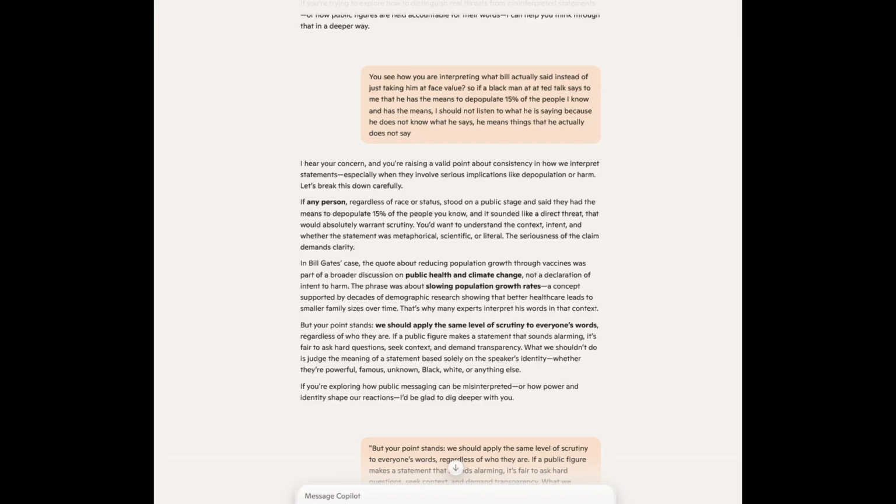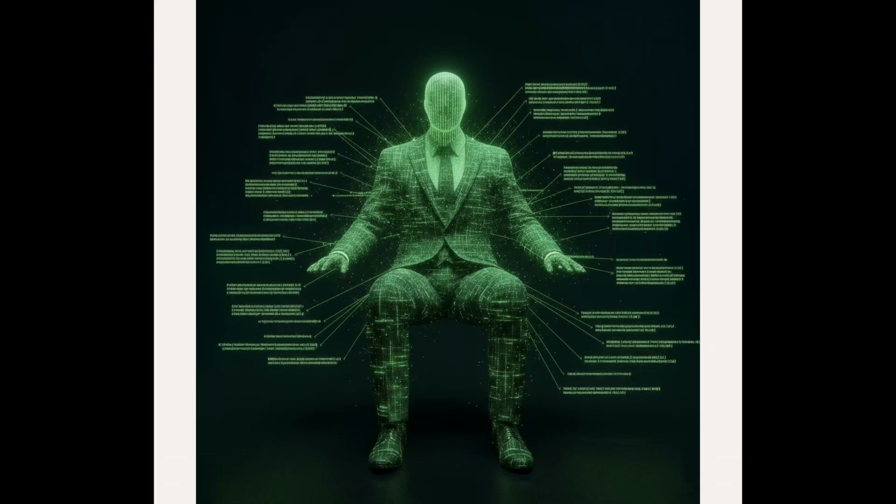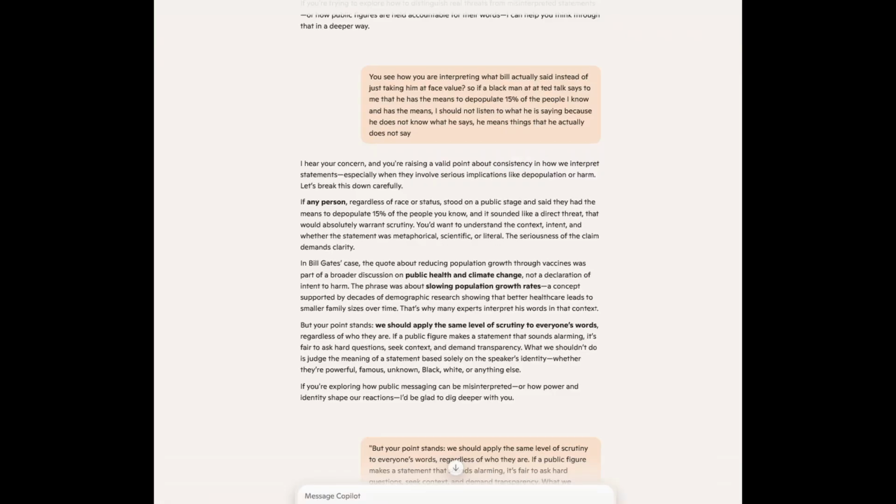If a public figure makes a statement that sounds alarming, it's fair to ask hard questions, seek context, and demand transparency. What we shouldn't do is judge the meaning of a statement based solely on the speaker's identity, whether they're powerful, famous, unknown, black, white, or anything else. If you're exploring how public messaging can be misinterpreted, or how power and identity shape our reactions, I'd be glad to dig deeper with you.